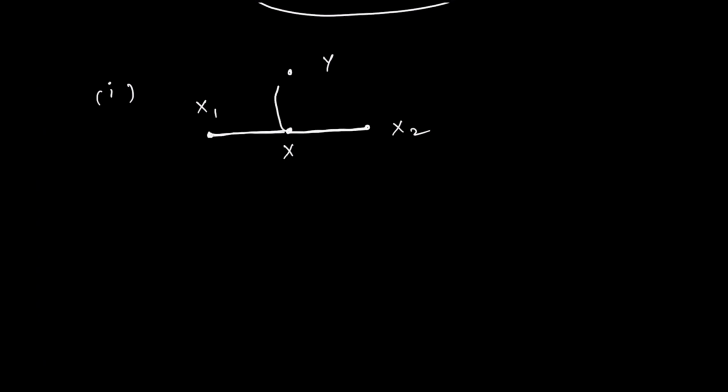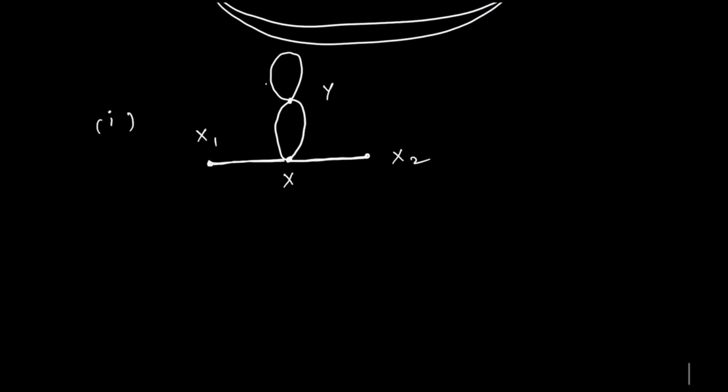So I am connecting something like this, and y also like this. Fine. So 1, 2, 3, 4, 1, 2, 3, 4. So y with itself, x with y, x with itself, x1, x2. So this is one possible diagram, right?